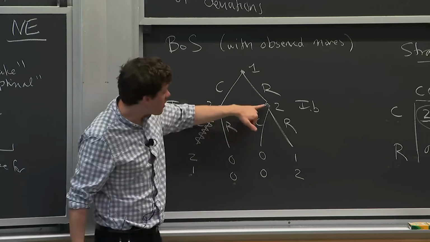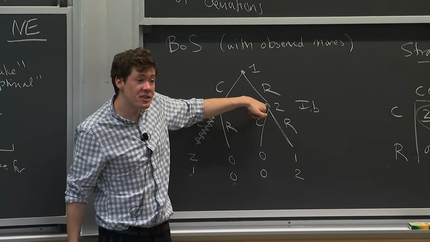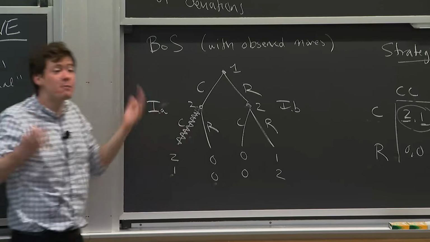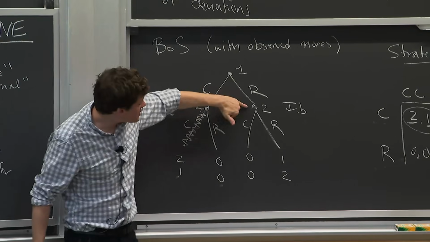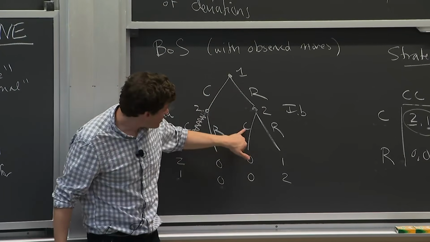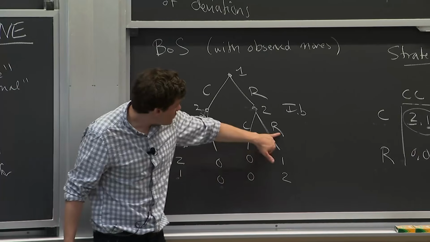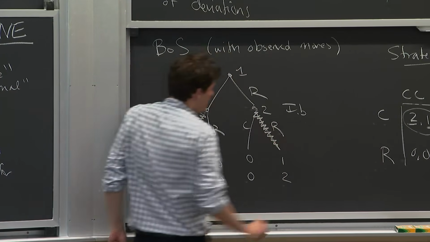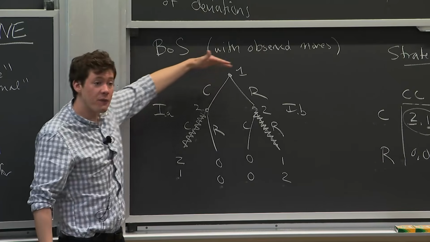And then we'll come over here and say, if I reach this information set, I don't know if we'll reach it, right? I don't know how player 1 is playing. But let's suppose that we get to this contingency. Well, if I choose C, I get 0. If I choose R, I get 2. So R is better. And then we can work our way up a step further.